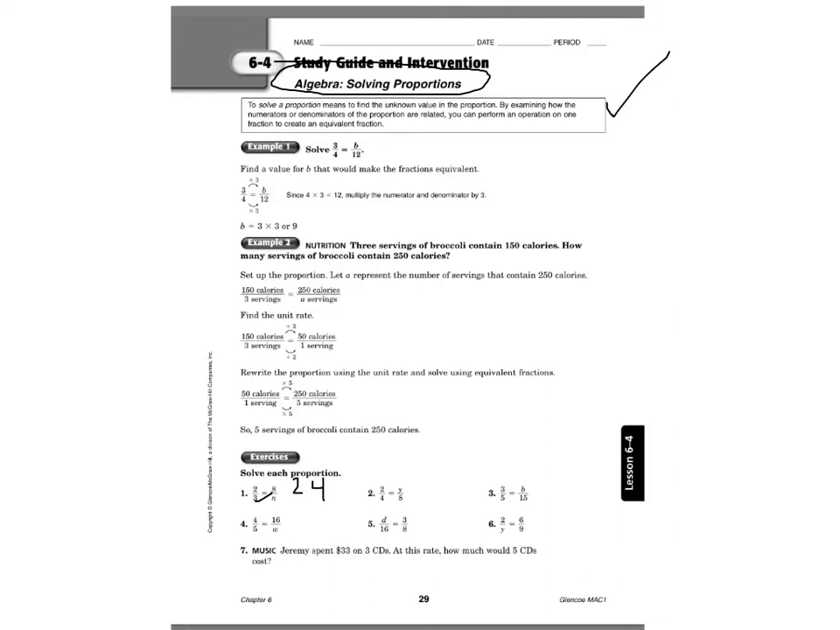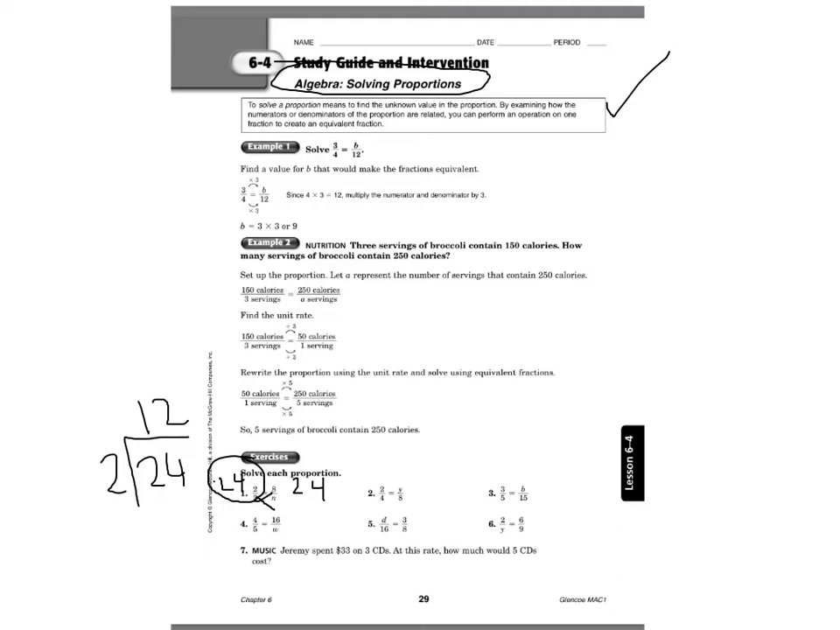Okay. Now you need this side to equal 24 also. So what times 2 is 24? Okay, well you have to divide these two numbers. 24 divided by 2 is 12. That means that n equals 12.